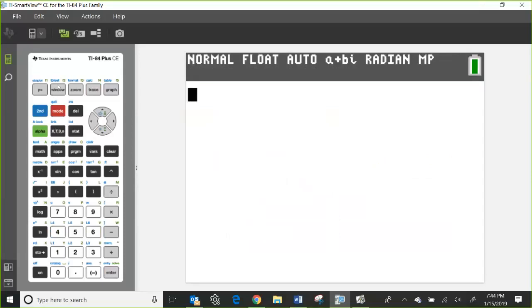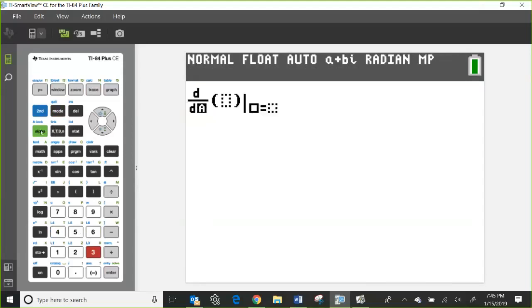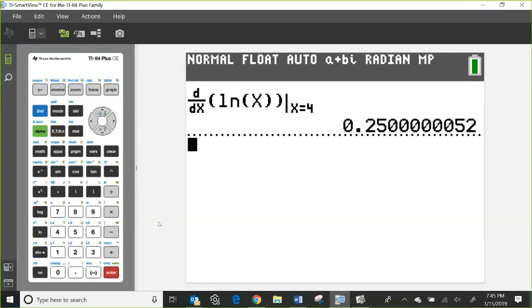Then we could go back to the home screen and do the same thing. Again, it's in one of these F2 buttons, and the F2 button is green, so you're going to go alpha F2, and you see number 3, which is nDeriv. That's the old notation looking. Derivative with respect to x, or whatever letter you really want. Now I have it in y2, so I could put y2 here, but it's more visual if I go ahead and put log of x. It's an easy one, and I come over and I want to evaluate it at 4. And there's your derivative, 0.25 again, with all those little extra numbers.